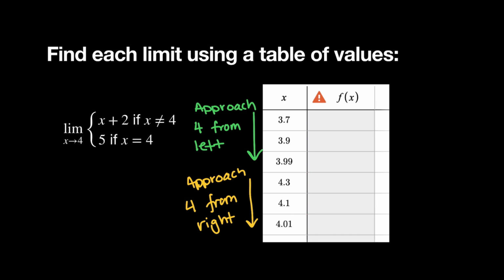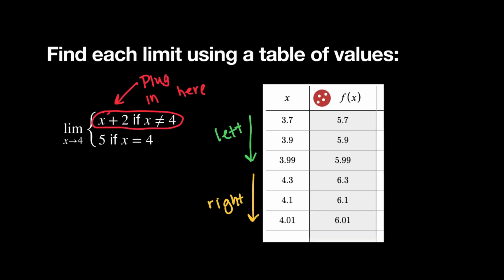Now, when I complete this table of values, because all of the numbers in my table are not equal to 4, I'm going to use this top definition, x plus 2. So for the first one, 3.7, I plugged that into x plus 2, and I ended up getting 5.7. This one I didn't have to use a calculator because you just added 2. So I can see that on the left side, my y values are 5.7, 5.9, 5.99.